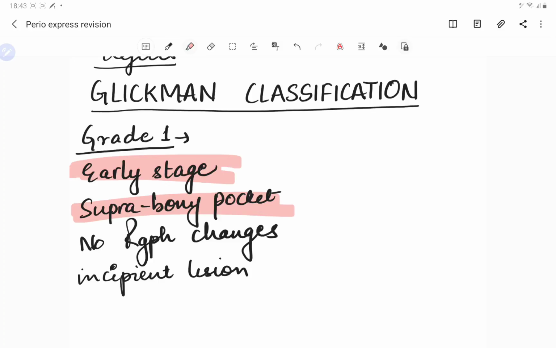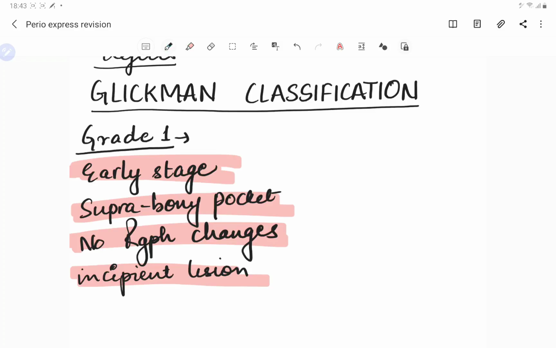So there is a soft tissue lesion. If you probe it, there is going to be an increase in the pocket depth, definitely, which is due to the early bone loss. But you will not find any change in the radiograph. The interradicular bone, the bone between the two roots, is still intact. There are no radiographic changes, but still there is an increase in pocket depth. It is a supra-bony pocket, and it primarily affects the soft tissue. So this is an incipient lesion.